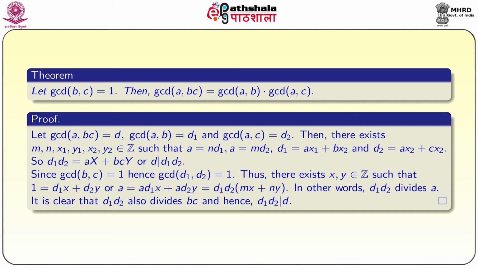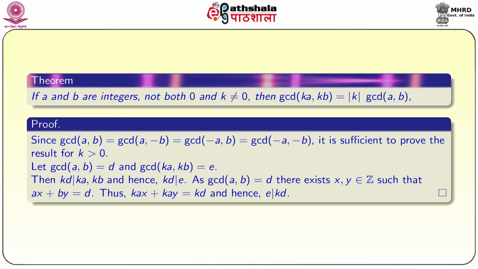Similarly, the other part is also similar. Now we will use that GCD of B, C equal to 1, hence GCD of D1, D2 is also equal to 1. So, from Bézout's identity there exist x, y belongs to Z such that 1 is equal to D1 x + D2 y, or if you multiply both sides by A, A is equal to AD1 x + AD2 y, and again I will plug in the values of A from above. So, we will get D1 D2 times (mx + ny). So, this follows that D1 D2 divides D. So, we will prove both the directions. So, D is equal to D1 D2.